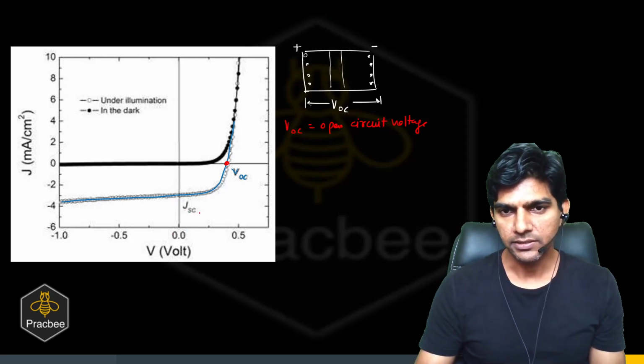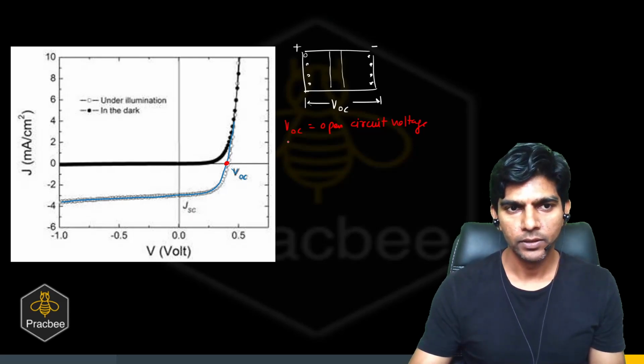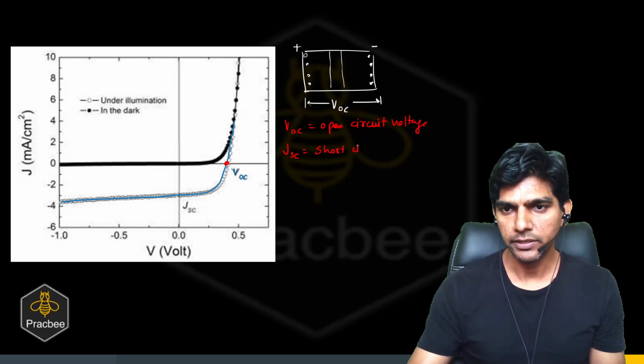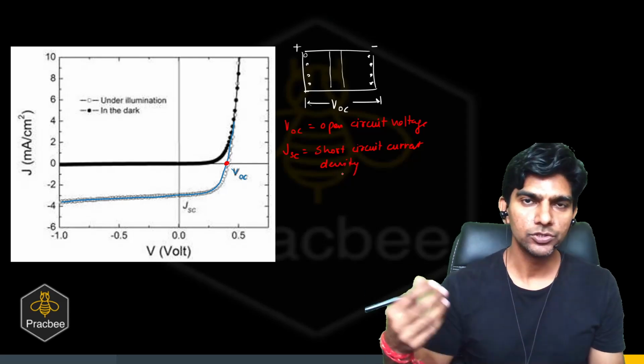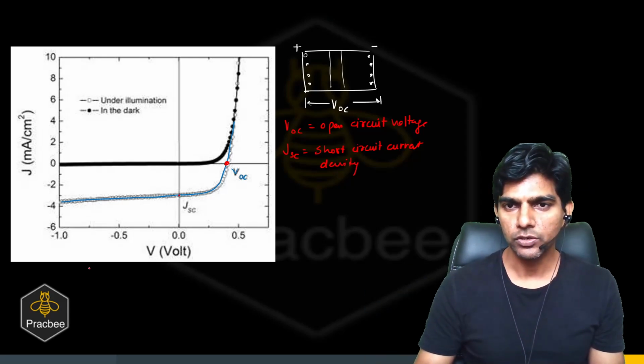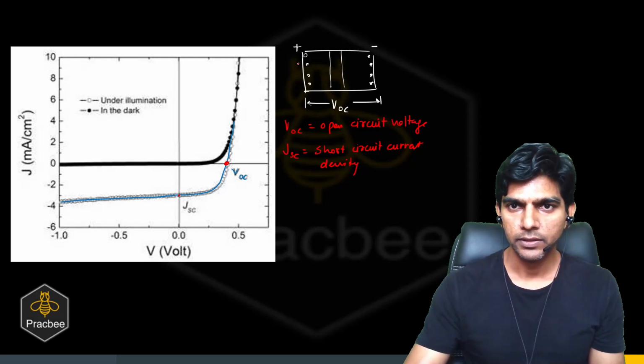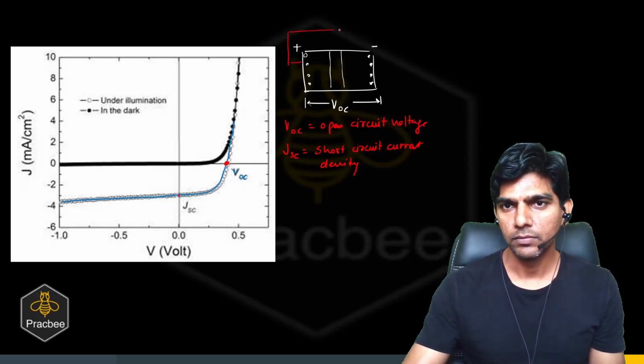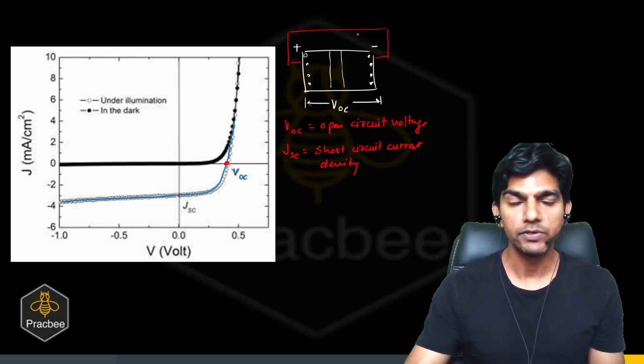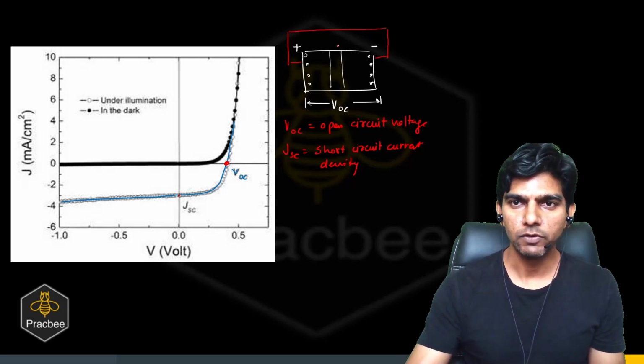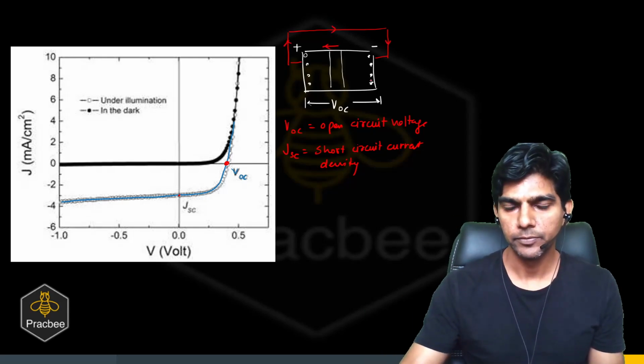Okay. Next, this JSC is the short circuit current, or you can say current density, right? JSC is short circuit current density, and the corresponding current will be short circuit current. So why is it called a short circuit current? Because if I connect the ends with a connecting wire which has zero resistance, then what would happen? So there will be a current like this, right? In the clockwise direction.